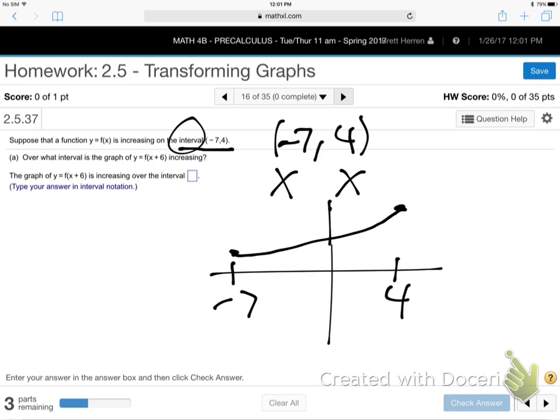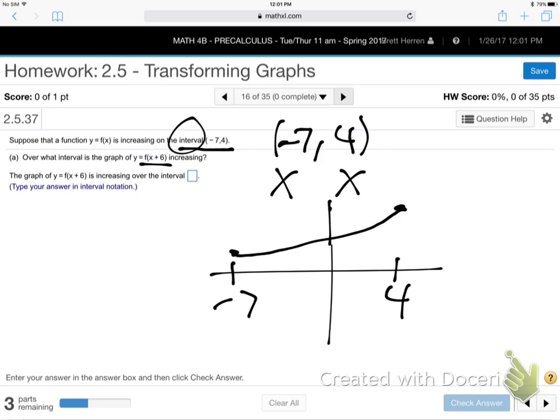Whenever you talk about increasing, that means over a period of movement. So you can't talk about increasing at one point. That's why, on the test, I don't care whether for an interval you put brackets or parentheses, because one dot is irrelevant to change. Okay, so that's what they're basically saying. From negative 7 to 4, it's increasing. Okay, so now what?